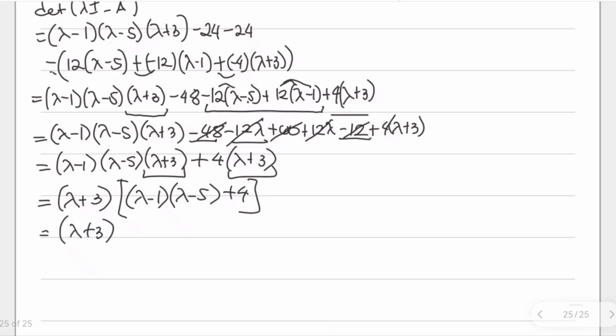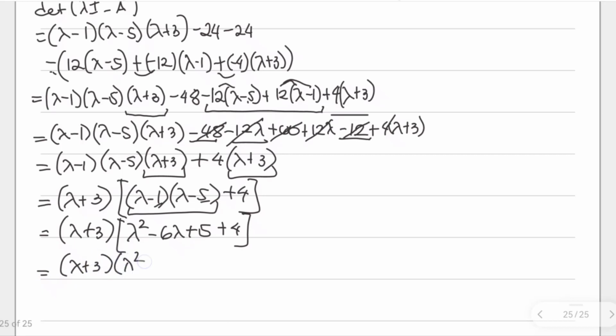Let's try to multiply this first using the FOIL method. You have lambda squared. You have minus 1 lambda minus 5 lambda, so minus 6 lambda. And then you will have this plus that, so you have positive 5 and then plus 4. Then lambda plus 3. Then you will have times here: lambda squared minus 6 lambda plus 9, which is actually a perfect square trinomial.